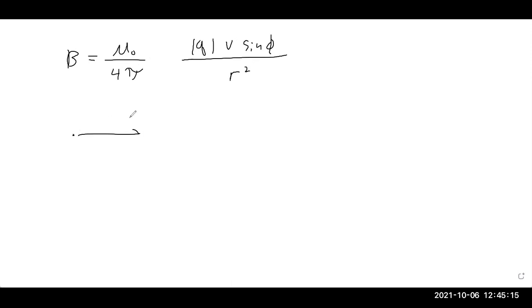So if we've got this charged particle moving along, the point that you're measuring the magnetic field at has a distance from the charged particle that's moving, and there is some angle between them.